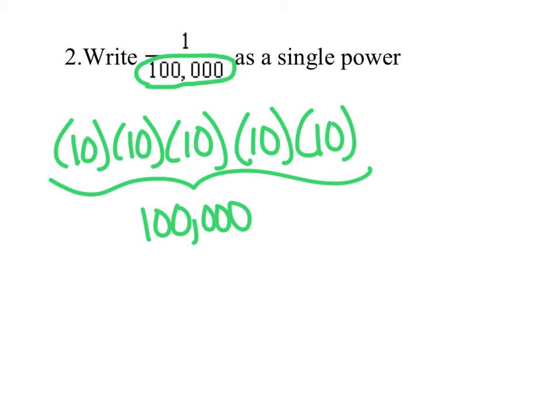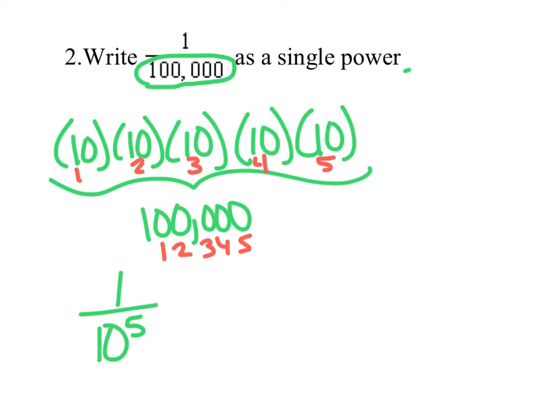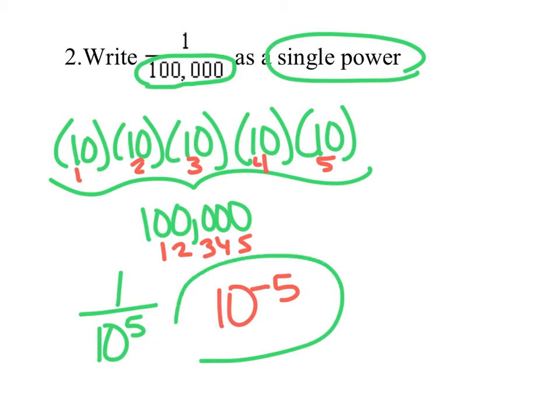I also know, because count how many zeros I have: 1, 2, 3, 4, 5. So it's going to take 1, 2, 3, 4, 5 tens in order to obtain that value place. All right, so I now know that 1 over 100,000 can be rewritten as 1 over 10 to the 5th, but they want it as a single power, which means as a single number. So what I have to remember is that to move 10 up to the numerator, it has to have a negative exponent. So that would be the same thing as 10 to the negative 5. And that would be my answer.